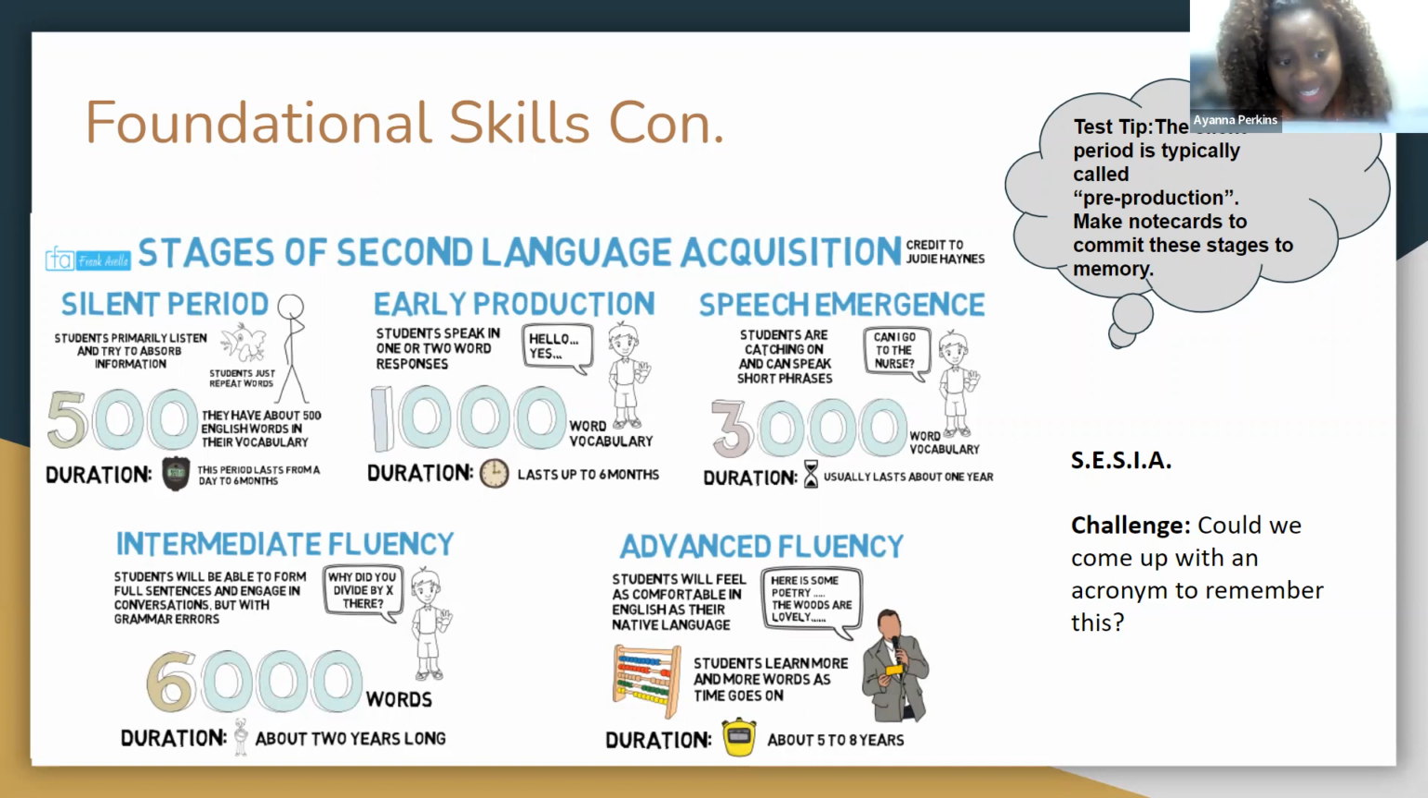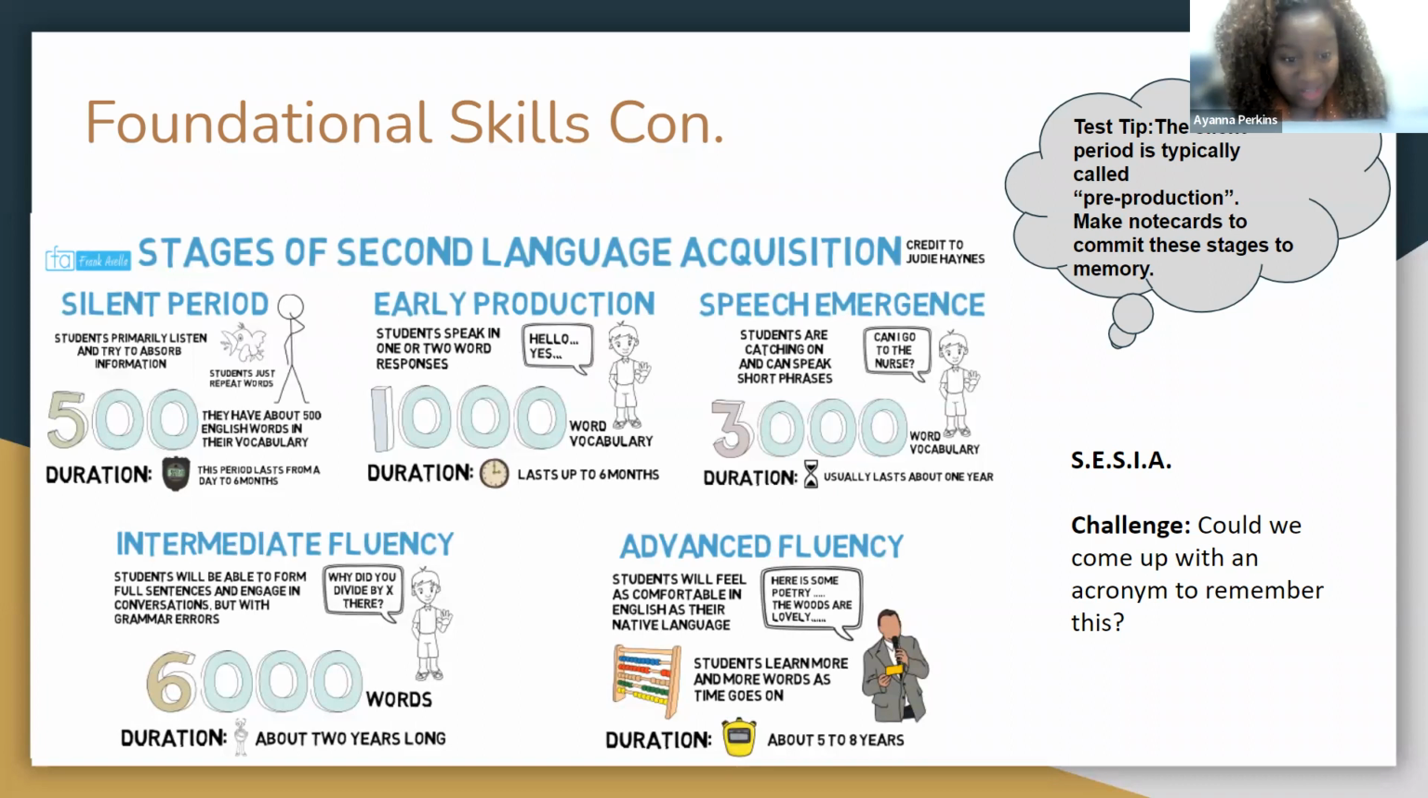So the first one is the silent period. So you have a student who might be in your classroom and they're listening and they're trying to just kind of get an understanding of the information. They will have about 500 English words. And this usually is a period that lasts from when they first arrive to 6 months.